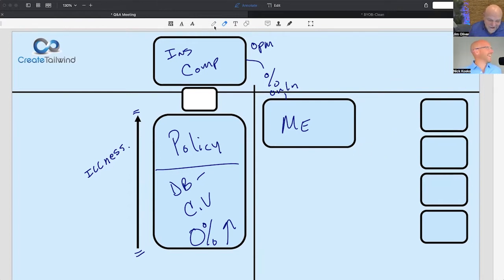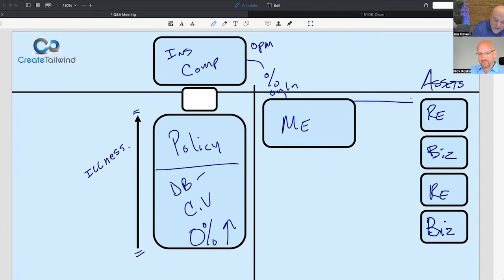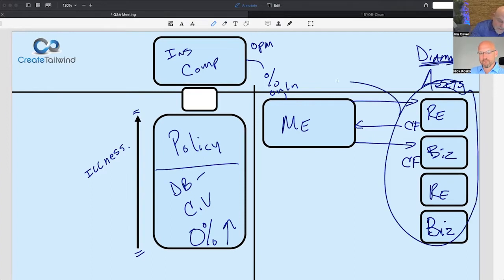And I'm going to buy assets though. Right? Okay. So I'm going to buy, let's just say, real estate. I'm going to buy a business. I'm going to buy some more real estate, and make it simple, another business. Okay. Now, when I do that, that business makes money, cash flows back to me. I just keep doing that over and over again. Okay. This is the diamonds. The diamonds are paying the premiums.